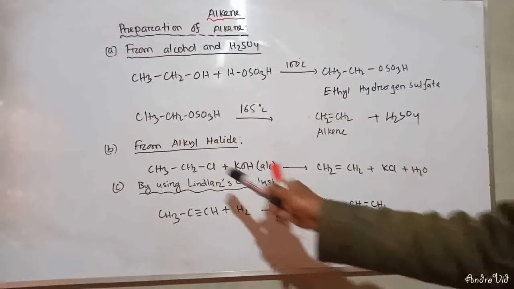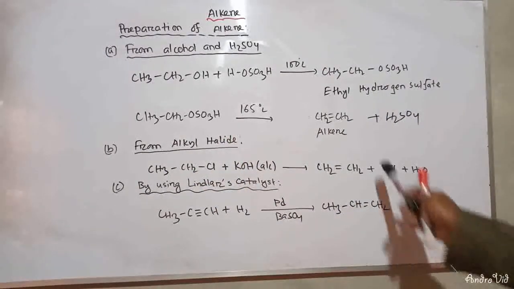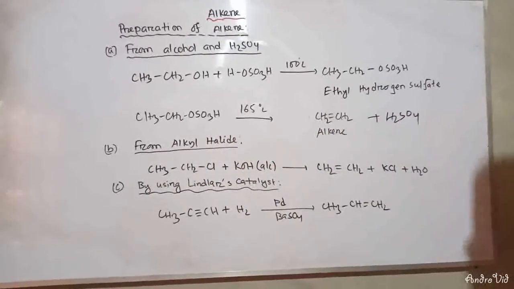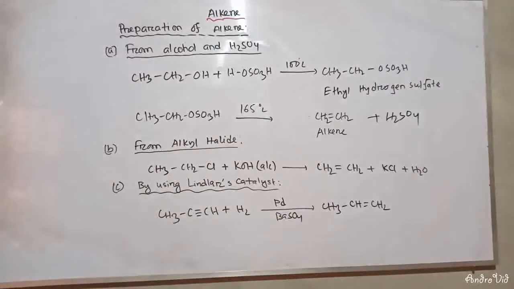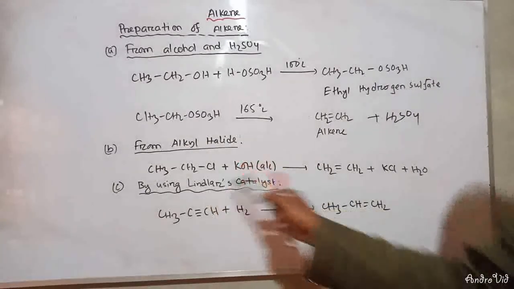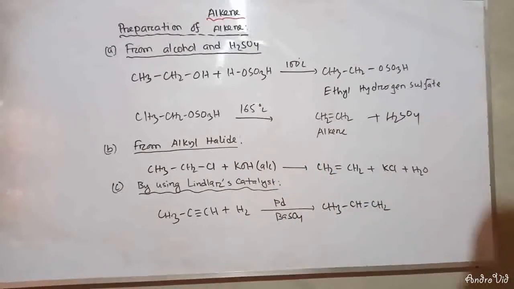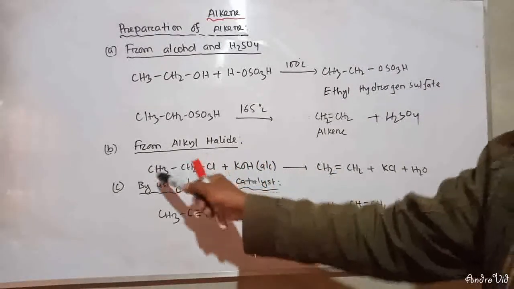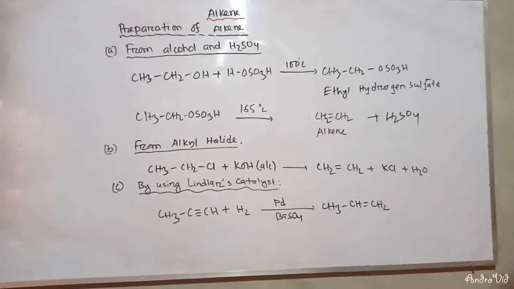Now, from alkyl halide it is also possible to prepare ethene. In that case you must add alcoholic potassium hydroxide. This is very mandatory. If you add aqueous potassium hydroxide, the product will be alcohol. If you use alcoholic potassium hydroxide, then the product will be alkene. So you must confirm the addition of alcoholic potassium hydroxide in that case. In this way you will easily be able to produce alkene. Now the third process, by using Lindlar catalyst.